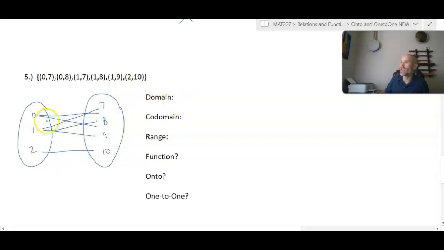Now, the domain we know is 0, 1, 2. The codomain, well, we just have the ordered pairs to go off of, so we just have to assume it's 7, 8, 9, and 10, which means the range is the same. Is this a function? No, it's definitely not, right? Because 0 and 1 have multiple outputs.